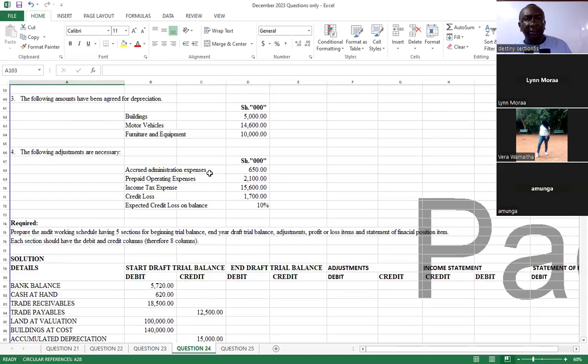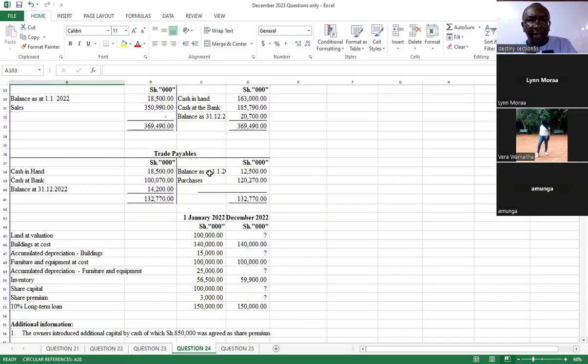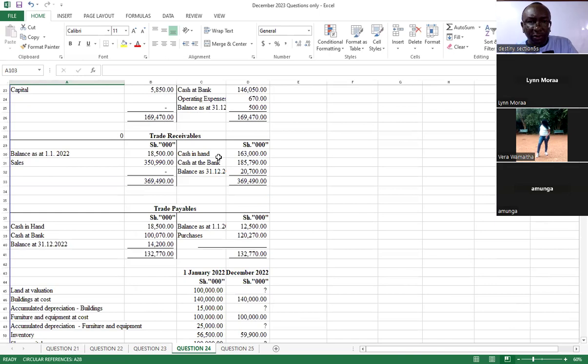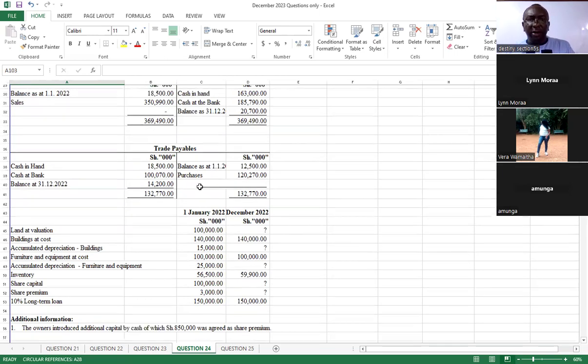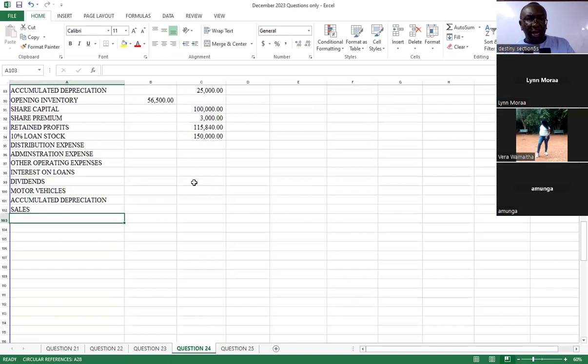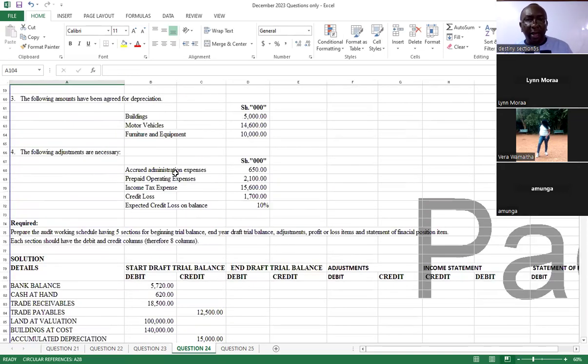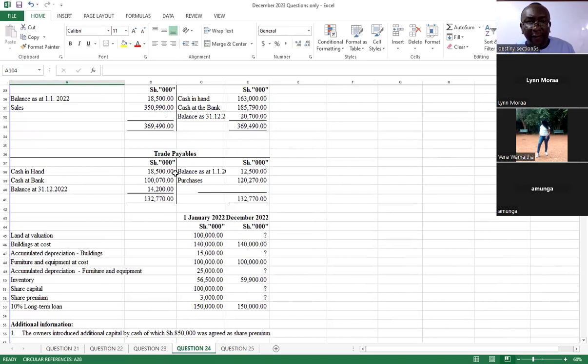Haya, then sasa hiyo ilikuwa kwa the receivables, tumefagia kila kitu hapo. Tukikuja kwa payables, cash at hand, cash at bank, the balance, purchases, ndio hatujachukua. So we come and do purchases. Haya, then so tumemalizana na hizo accounts.